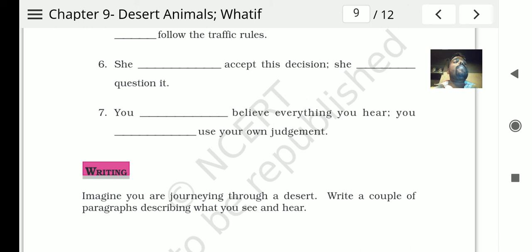That is the last one. You dash believe everything you hear. You dash use your own judgment. Here what you have to fill up? You cannot believe everything you hear. You have to use your own judgment. Did you get? You cannot believe everything. Here you have to fill up cannot. You cannot believe everything you hear. You have to use your own judgment.